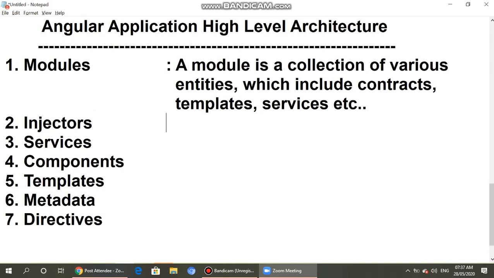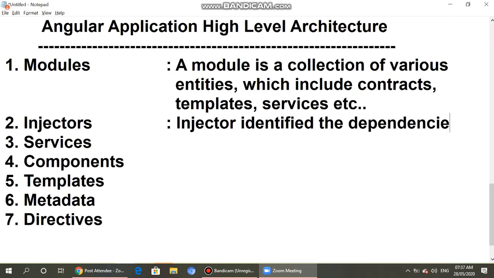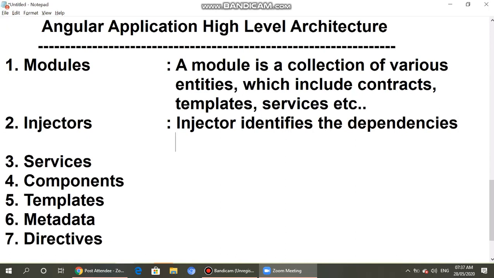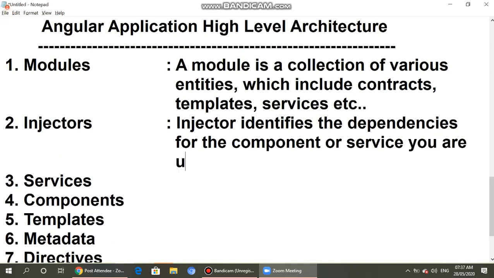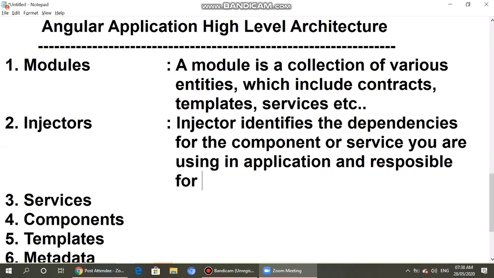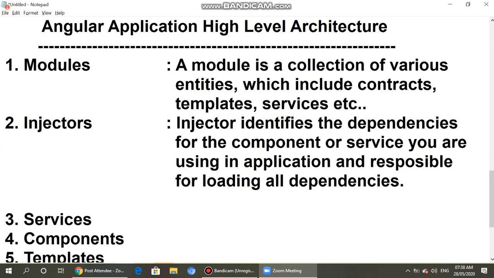Now we have injectors. An injector identifies the dependencies for the component or service you are using in the application, and is responsible for loading all dependencies.